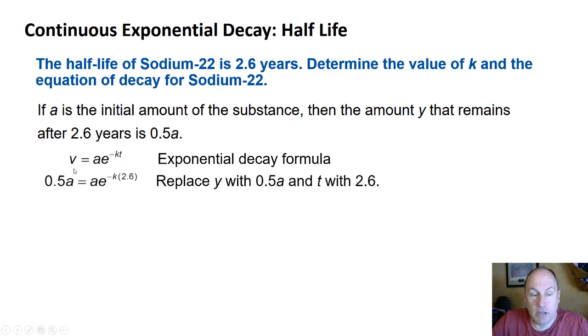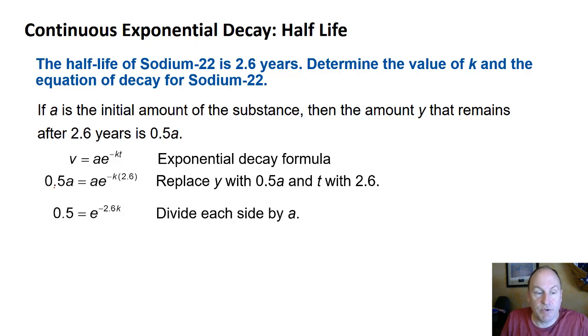So after that 2.6 years, t is 2.6, that y value has decayed to half of its original value, 0.5 times that original value, or a. And we can divide both sides by a, and the a's cancel out. And so what we're left with is 0.5 equals e to the minus 2.6 times k.